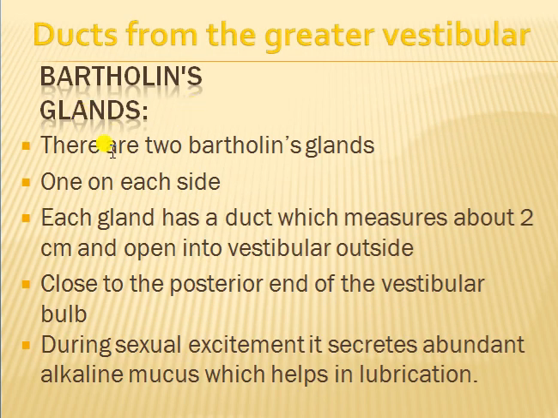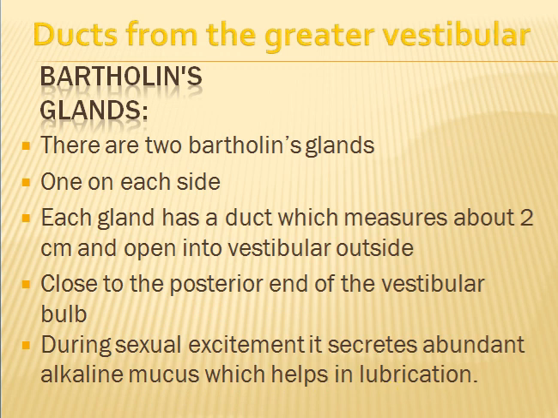Next, Bartholin glands. There are two Bartholin glands, one on each side, ducts from the greater vestibular. Each gland has a duct which measures about 2 centimeters, opening into the vestibule close to the posterior end of the vestibular bulb. During sexual excitement, they secrete abundant alkaline mucus which helps lubrication.